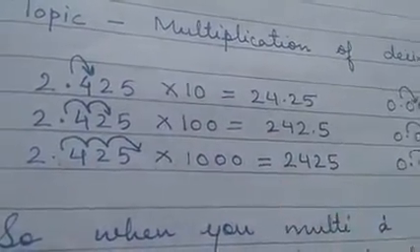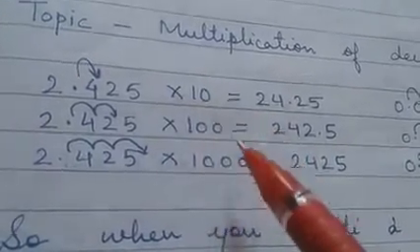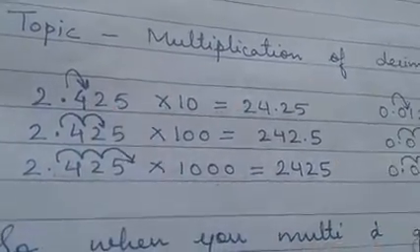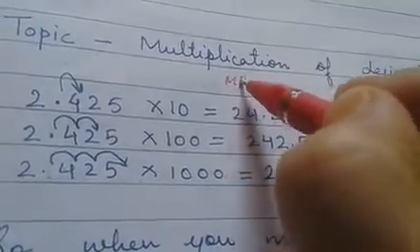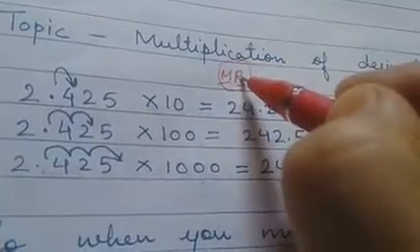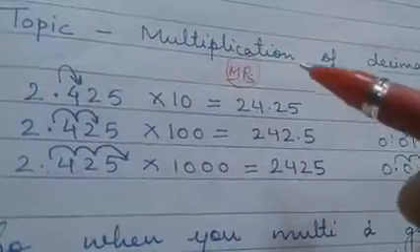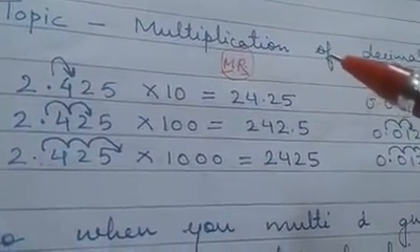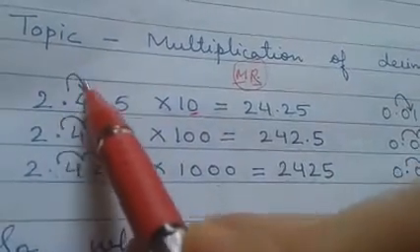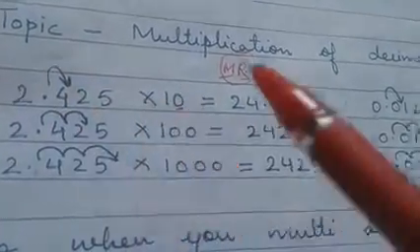Okay, so 2.425 multiplied by 10. I told you when you multiply by 10, 100 or 1000, the point will shift to the right. So how will you remember? MR. Multiply, point will shift to the right side. I used to remember it this way, MR. The point shifts to the right side by the number of digits. For example, here there is 1 zero, so the point will shift by 1 digit. See this, I have shifted by 1 digit, so 24.25.